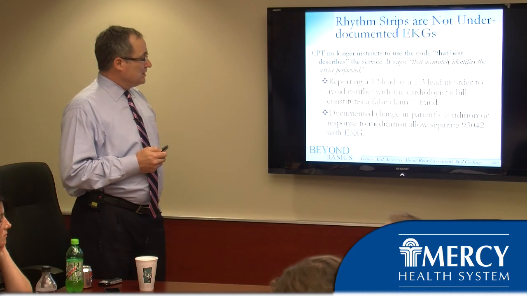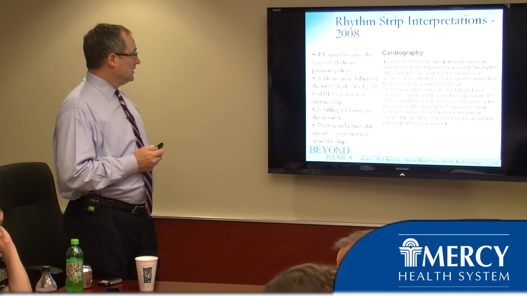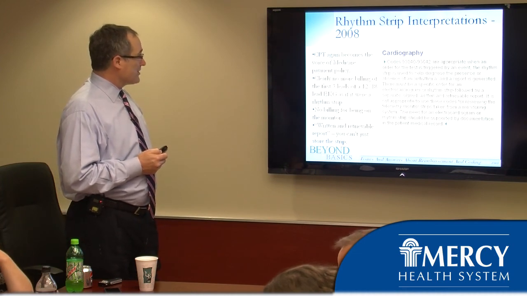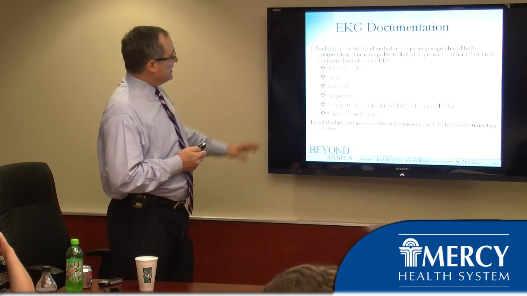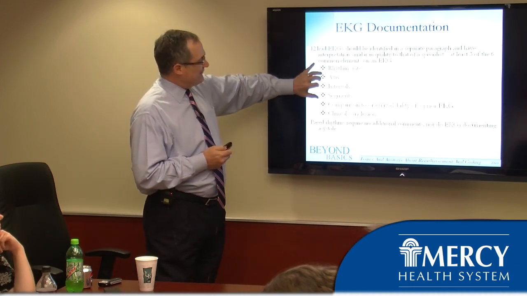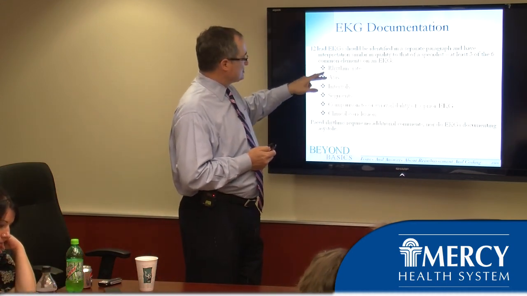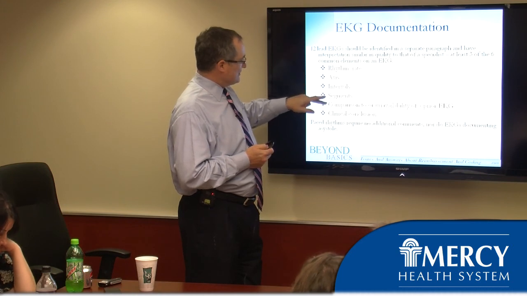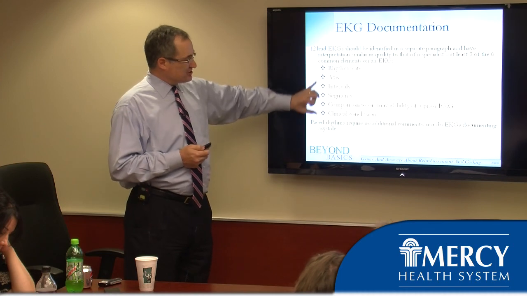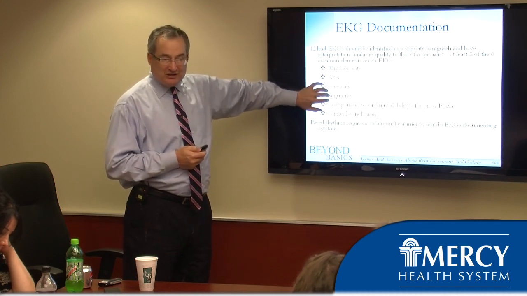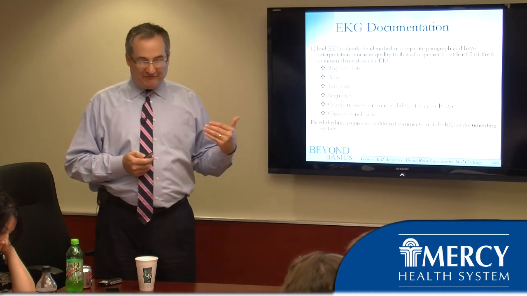We don't want to report 12 leads as 3 leads. That's fraud. We can report our 3 leads. We talked about that this morning. Now, when you do a 12 lead, in order to be paid for it, you want to document at least 3 of these 6 things: rhythm and rate, axis, intervals, segments, comparisons to a prior, or clinical conclusion. Those are the 6 common components of an EKG. Any 3 of those is considered equivalent to a professional interpretation in the field.